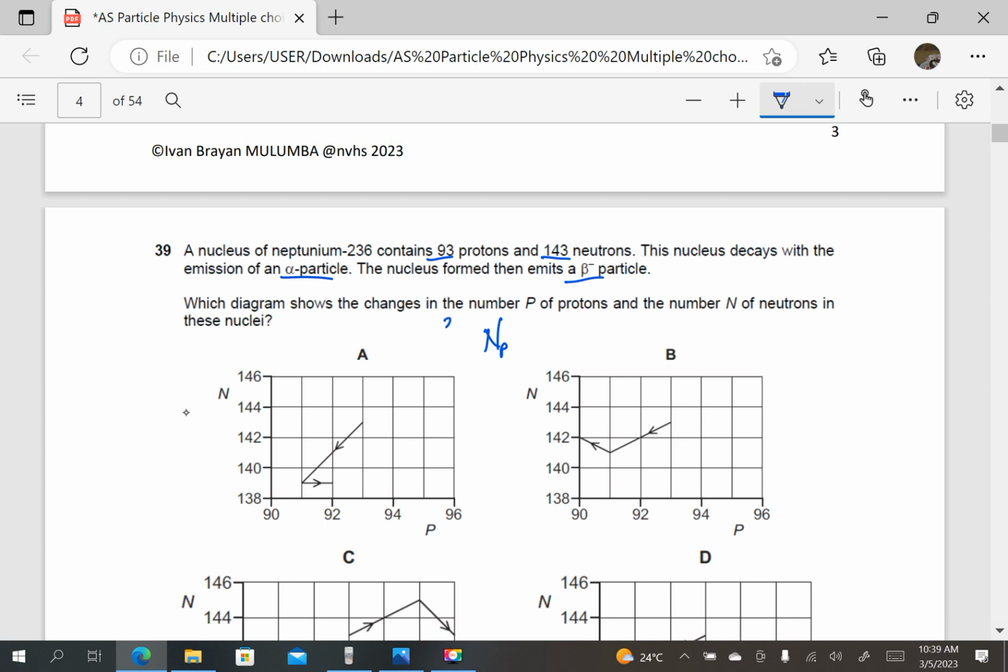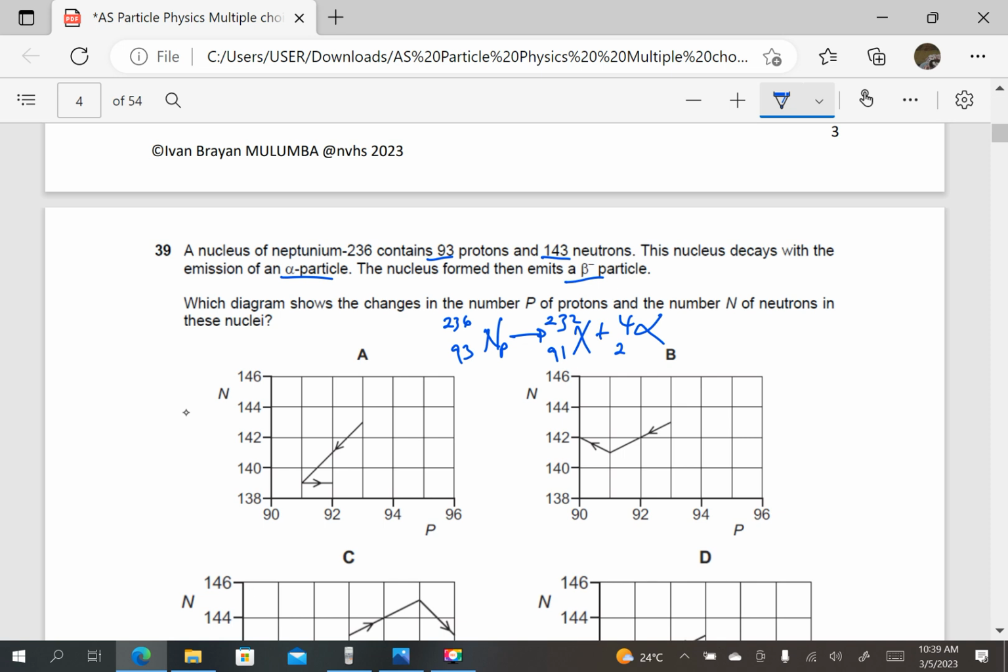Neptunium-237, let's call it NP 23693. First it decays with the emission of an alpha particle, giving us a new nucleus X, plus an alpha particle, which is a helium nucleus, 4 2. Proton number reduces by 2, so this is going to be 91. Nucleon number reduces by 4, that is 232.